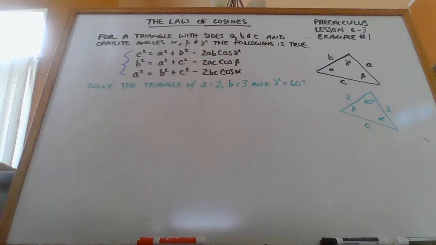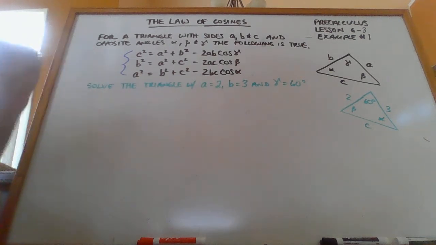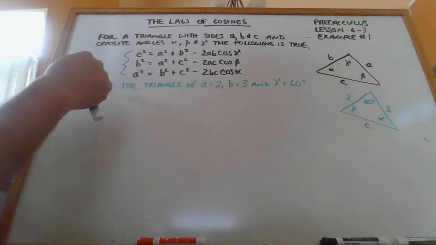C squared equals A squared plus B squared minus 2AB cosine gamma. B squared equals A squared plus C squared minus 2AC cosine beta, and A squared equals B squared plus C squared minus 2BC cosine alpha. These are all the same exact formula. And if you look, there's a pattern.